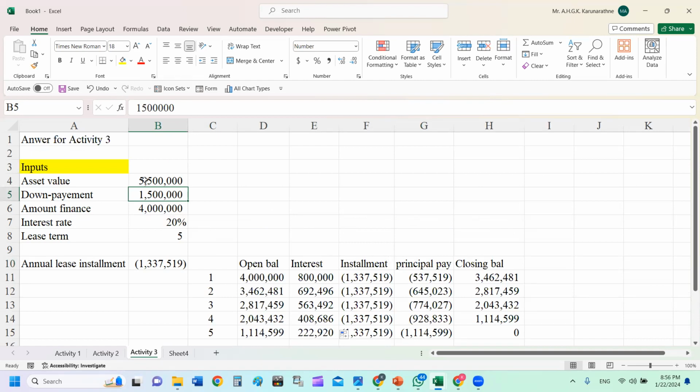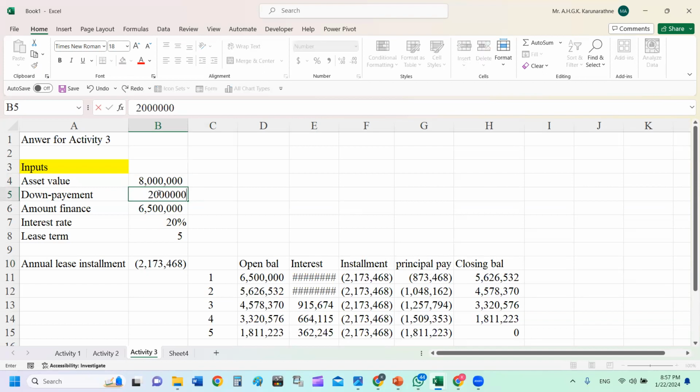Let's say as finance advisor, let's say finance executive, you are working for a particular finance company, and once you develop this model, whenever a customer comes to negotiate the lease asset, let's say there's another customer comes. Let's say he's going to buy 8 million motor vehicle. Just put 8 million. 8 million is the asset value. Motor vehicle value 8 million.